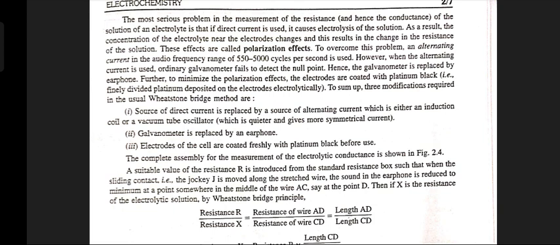To overcome this problem, an alternating current in audio frequency range of 550 to 5000 cycles per second is used. However, when alternating current is used, the ordinary galvanometer fails to detect the null point. Hence, the galvanometer is replaced by an earphone. Further, to minimize the polarization effects, the electrodes are coated with platinum black. That is, three modifications are required in the usual Wheatstone bridge. The source of direct current is replaced by a source of alternating current, the galvanometer is replaced by an earphone, and the electrodes of the cell are coated freshly with platinum black before use.